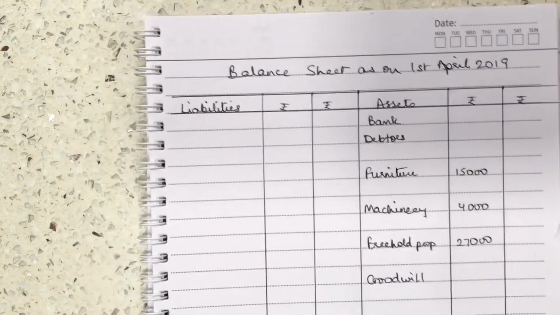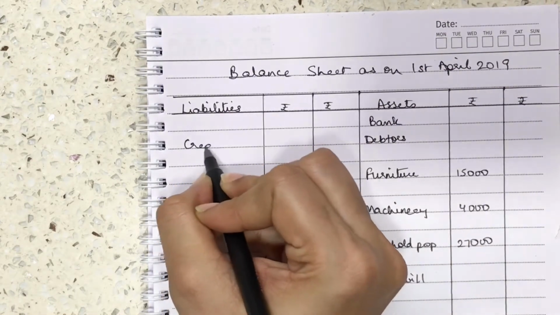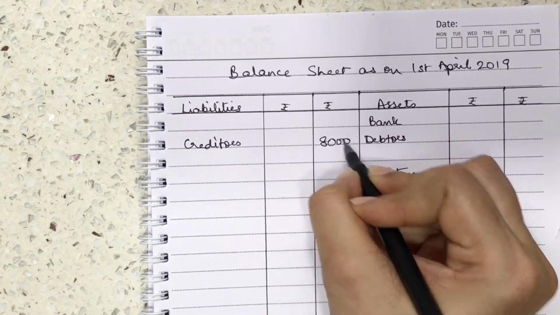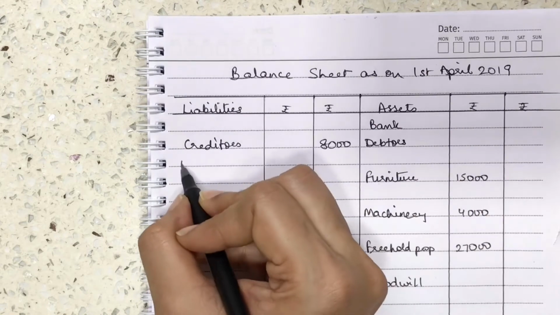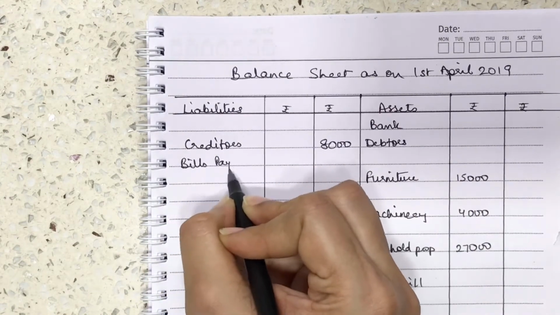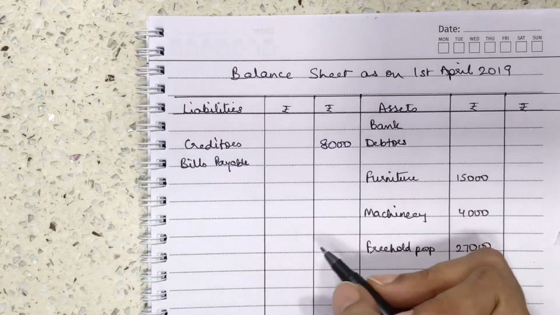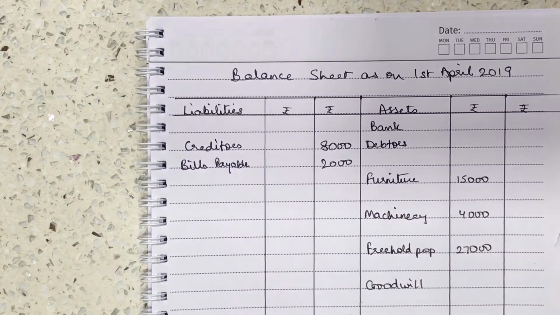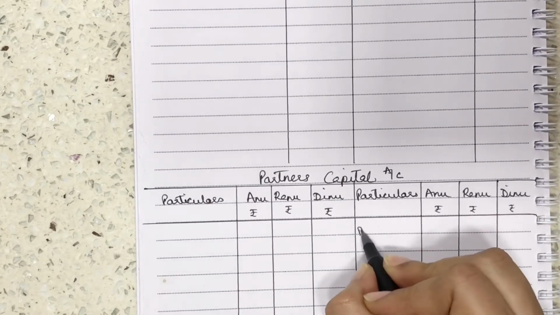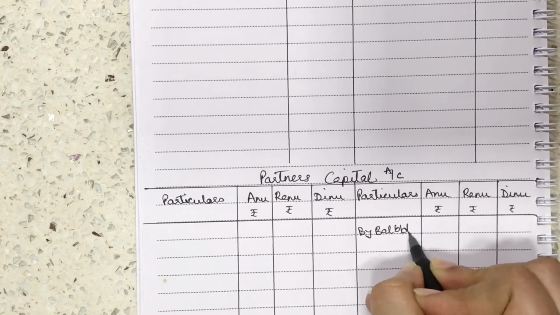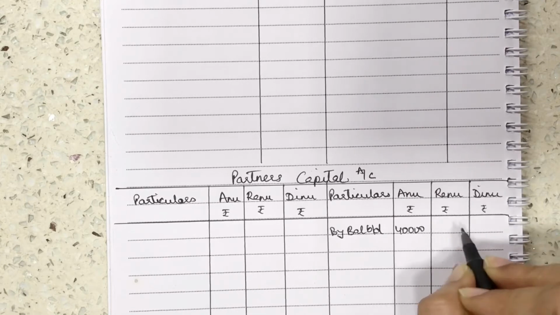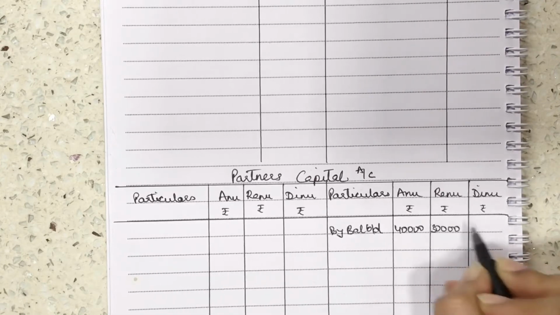Then on the liability side, come to creditors. There is no adjustment, so write directly in the outer column 8,000. Now bills payable. Again, there is no adjustment, so 2,000 rupees. General reserve we have to distribute and capital account also. So, go to the partners' capital account, by balance brought down. What was the balance? 40,000, 30,000 and 15,000.